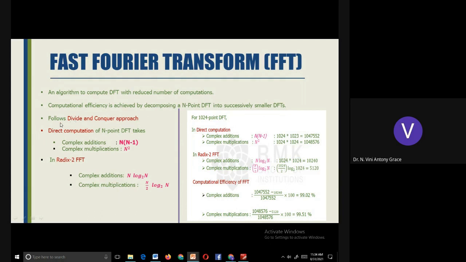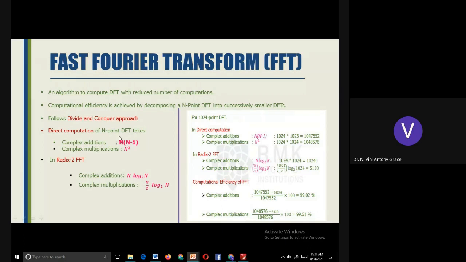That is why this technique is also called the divide and conquer approach. We are going to divide, that is segment, the given sequence into smaller sequences, compute DFT for these smaller sequences, and finally club all the outputs to get the N-point DFT output.